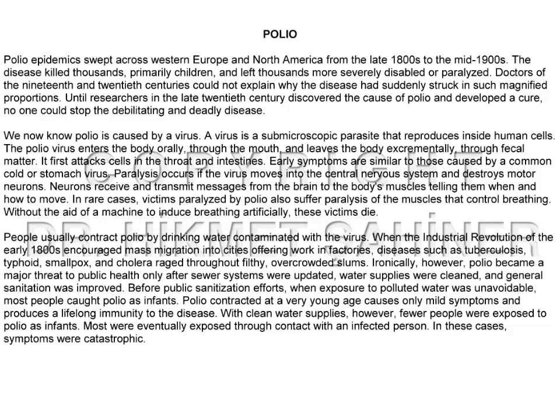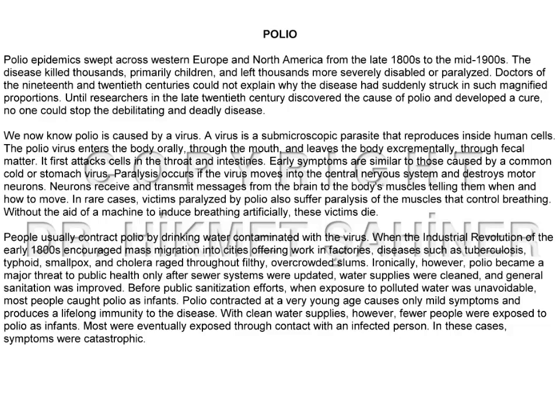Paralysis occurs if the virus moves into the central nervous system and destroys motor neurons. Neurons receive and transmit messages from the brain to the body's muscles, telling them when and how to move. In rare cases, victims paralyzed by polio also suffer paralysis of the muscles that control breathing. Without the aid of a machine to induce breathing artificially, these victims die. People usually contract polio by drinking water contaminated with the virus.